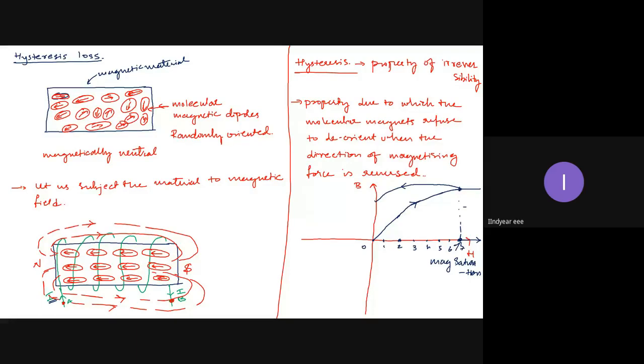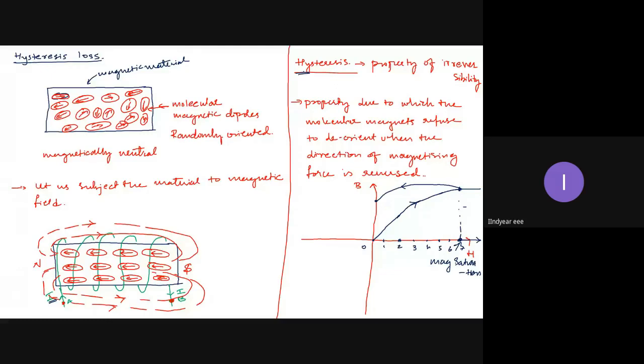The demagnetization will not follow the same curve. It will follow some other, different path. So what does this mean? There is a gap. Why does this occur? Once the molecular magnets orient in one direction, they refuse to deorient in the opposite direction because of the hysteresis property. They don't want to reverse.